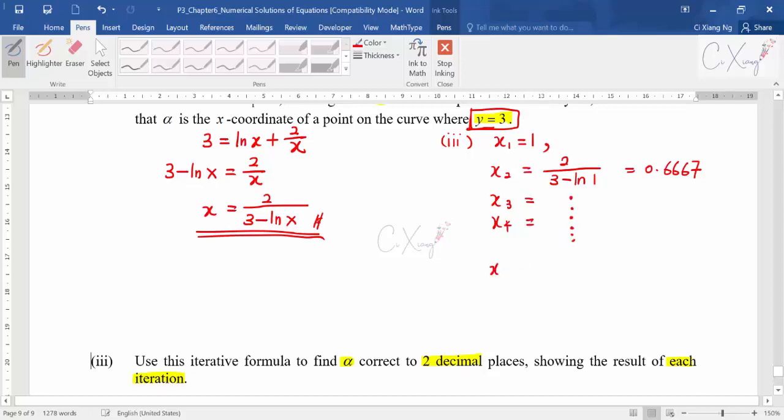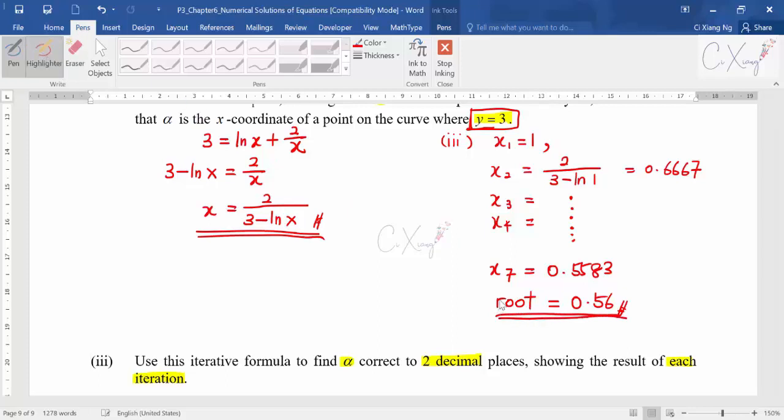Okay, for me, this example, I get until x7, which is 0.5583. And I also double check it with all the previous values for x6 and x5. I realized that it is constant at 2 decimal places already, where the root is 0.56 for this case. Okay, so this is how we get the answer for the root.